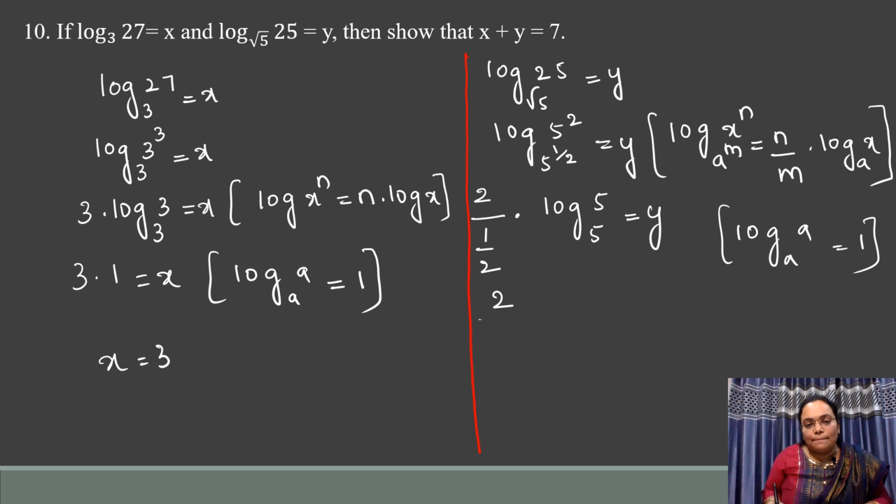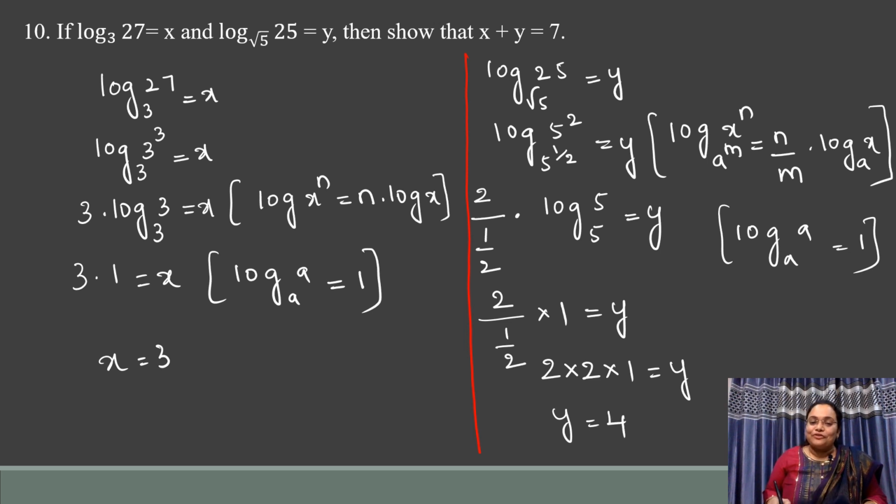2 by 1 by 2 into 1, right? See, log 5 to the base 5 is 1, equal to y. 2 into 1 is equal to y. Now what is the value of y? Value of y is 4.